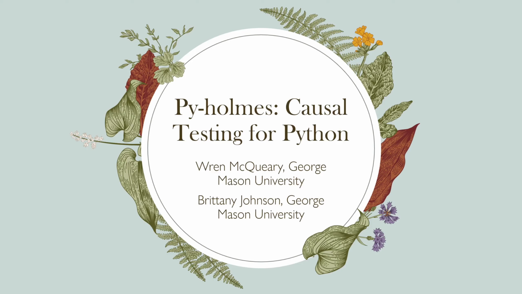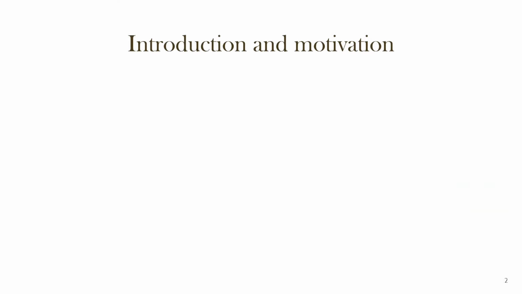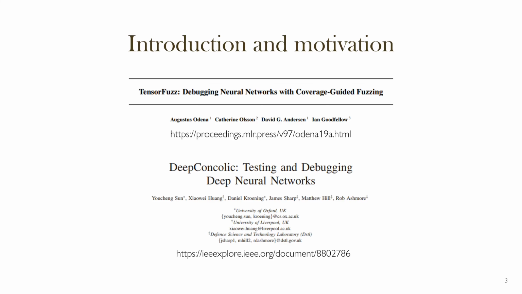This video presents Pyholmes, a tool for finding the root cause of a failing unit test in Python. Deep learning is increasingly prominent, but is more difficult to test and debug than traditional code. Researchers have created new tools to aid the process of testing and debugging deep neural networks. For example, TensorFuzz and DeepConsolic generate tests of DNNs in an adversarial fashion, seeking failing test inputs to reveal bugs.